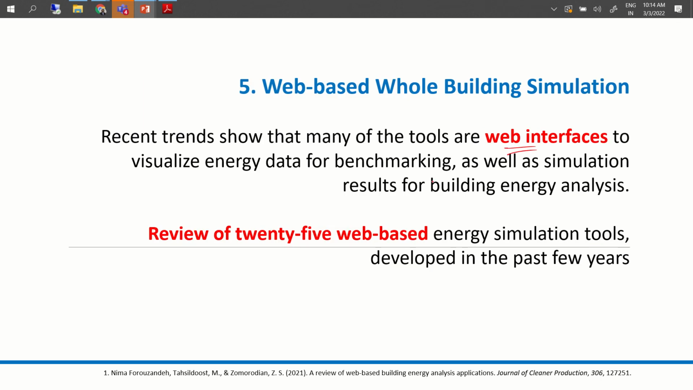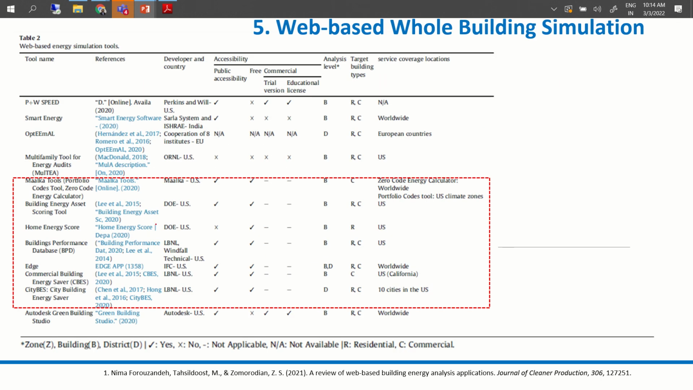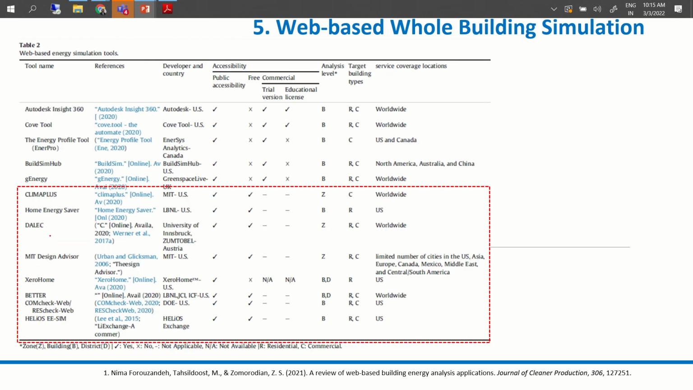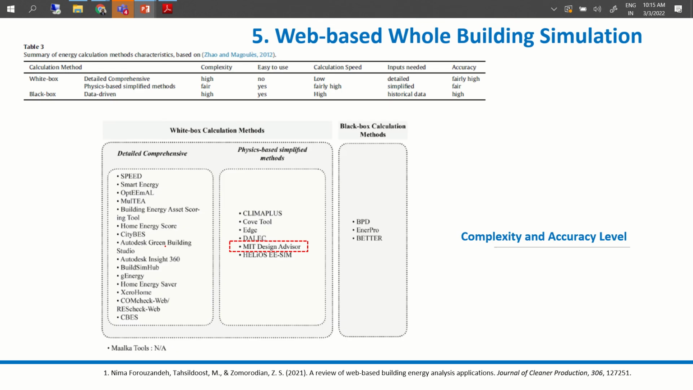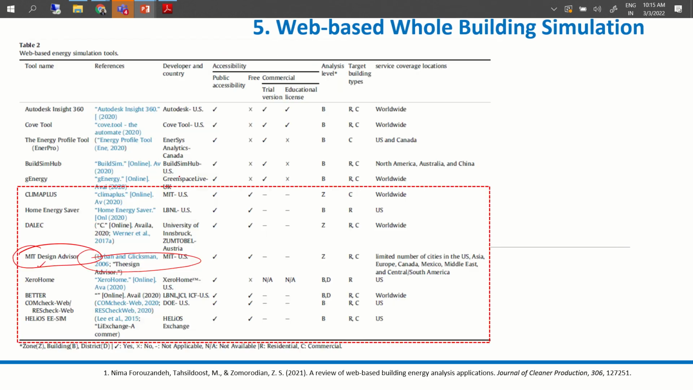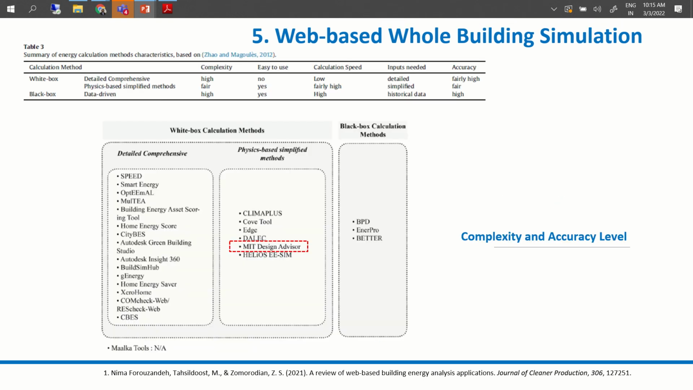There are many tools available. Web-based tools are available for whole building simulation, and also for specific analyses like this. One of the tools which we normally recommend is MIT Design Advisor. It is a whole building simulation tool which is easy. The input data required is very limited. I was telling you there are two ways of modeling.